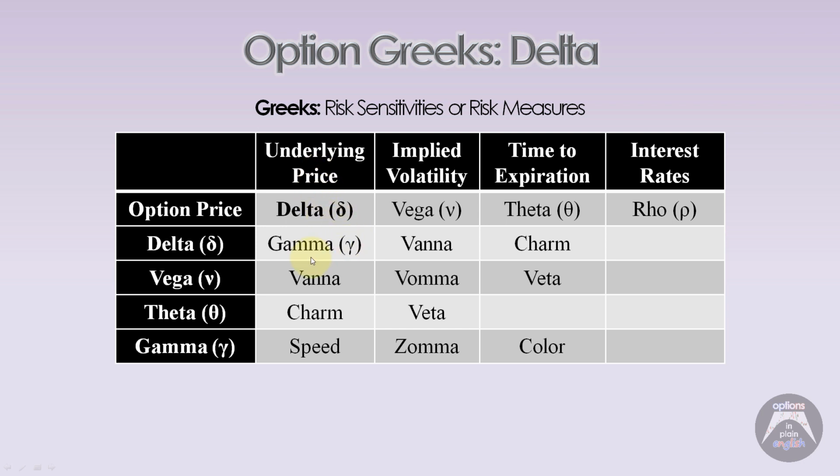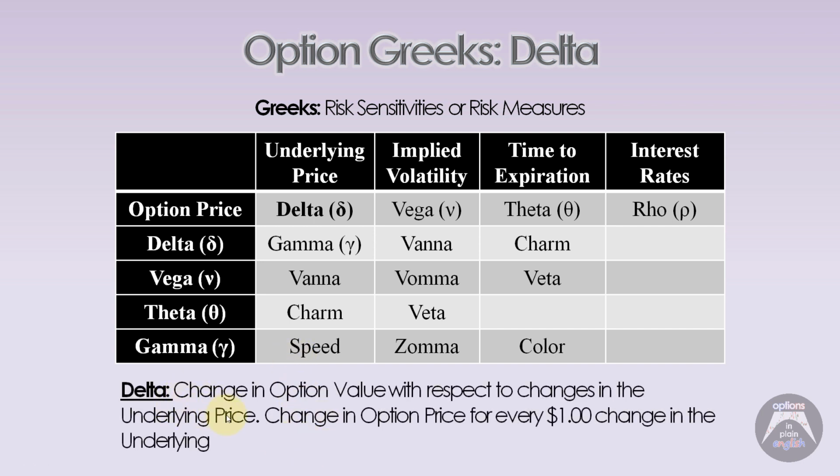This is critical because most traders start off trading options by trying to make money directionally, and this is exactly the Greek or the indicator that helps you gauge how much money you're going to make for every dollar that the underlying price moves. So this is the definition of delta. Delta is the change in option value with respect to changes in the underlying price. So it's the change in option price for every $1 change in the underlying.